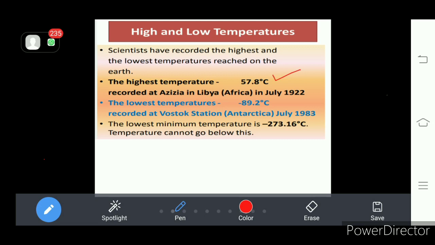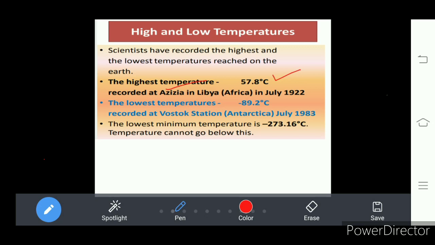This 57.8 degrees centigrade temperature was recorded at Aziziya. Where was it recorded? Aziziya. It is a place in Libya. Libya is in the African continent, and that temperature was recorded by scientists in July 1922. When did they record it? July 1922. So what is the highest temperature so far recorded on the earth's surface? It is 57.8 degrees Celsius. This is the highest temperature, in the African continent at Libya.